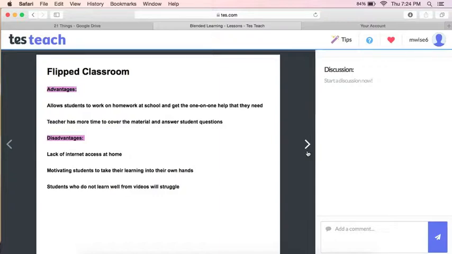The disadvantages of this are that if you're in an area where you feel that there's a lack of internet access at home, that's going to be an obstacle course you're going to have to overcome with the flipped classroom. Another is motivating students to take their learning into their own hands. You're going to have students that aren't going to want to go home, aren't going to want to watch these videos, and do the work outside of school and then have to do more work in school as well. And then sometimes students do not learn well from videos.